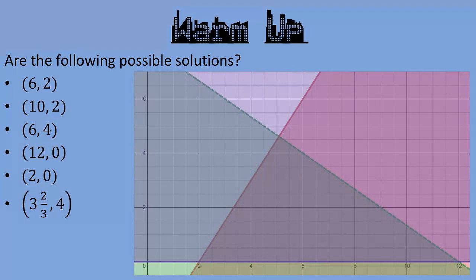So the first question here is the point (6, 2). Is it a possible solution to this system? And it is right there. That is definitely right in the smack dab middle of our solution set. The next one is (10, 2). (10, 2) is right there. And that is clearly not in the solution set.